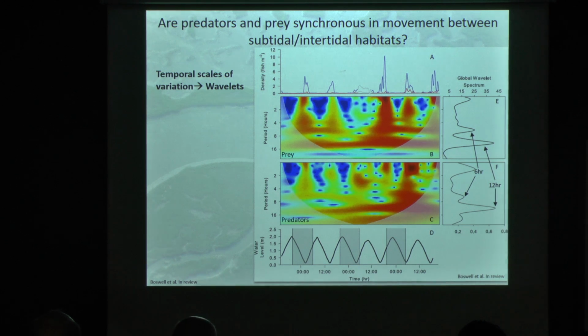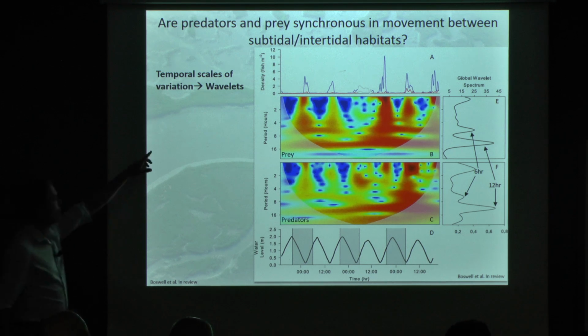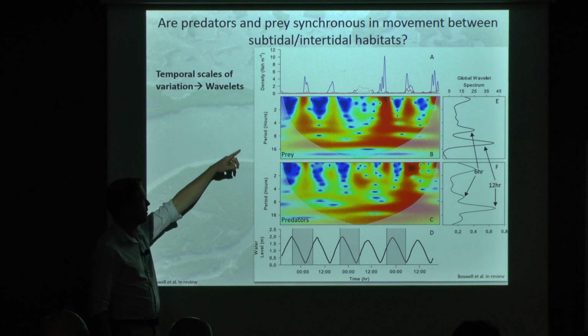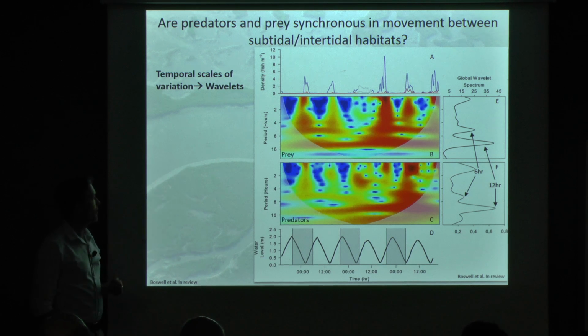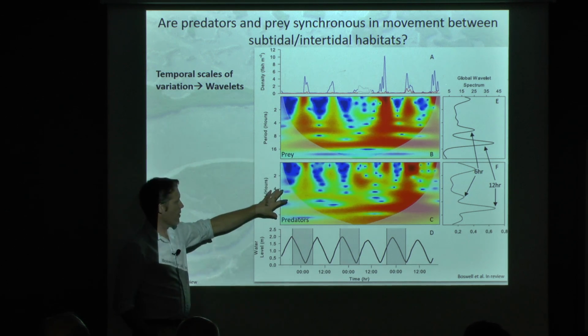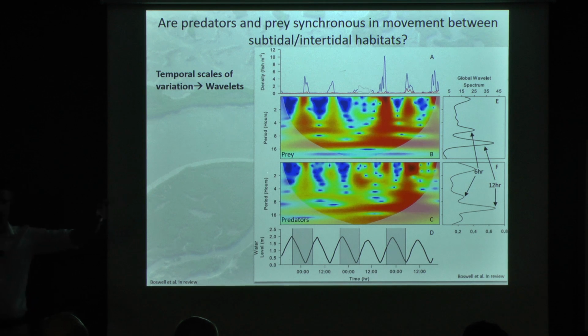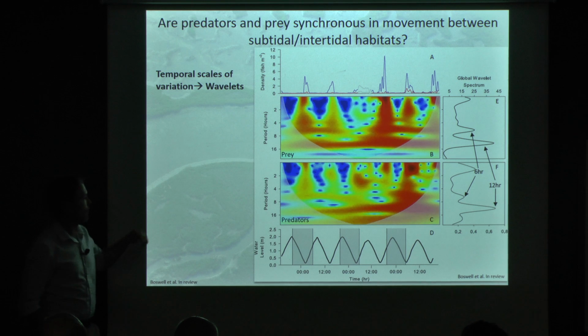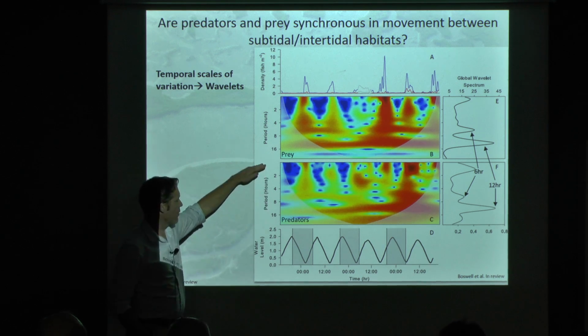And we can think then about the variance. How does the variance in their densities change through wavelet analysis? So the top is the same plot you saw earlier, basically just showing the peaks in density. And then we have the prey and the predator wavelet responses. So this basically summarizes the variance that we see in those patterns across time. So this is period in hours.